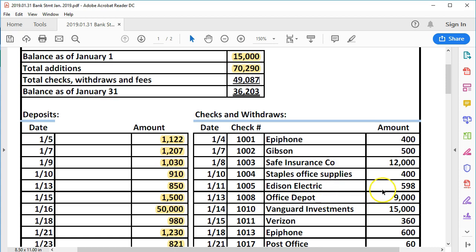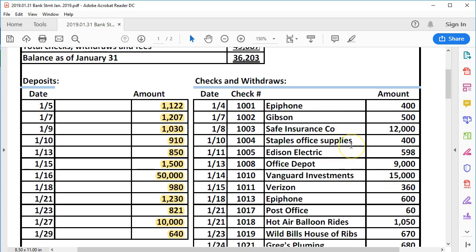But our overall assumption is going to be that anything that's an outflow is business related. It's a business type of thing. And therefore, we'll be able to deal with it on the business side of things. That's the first assumption that we're going to make.